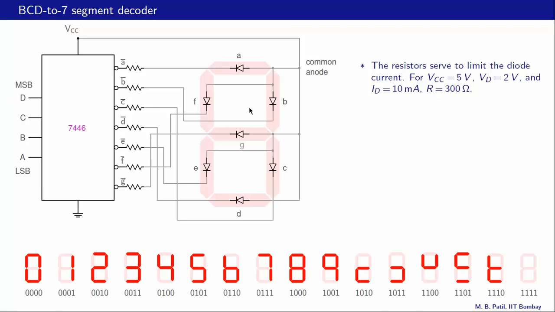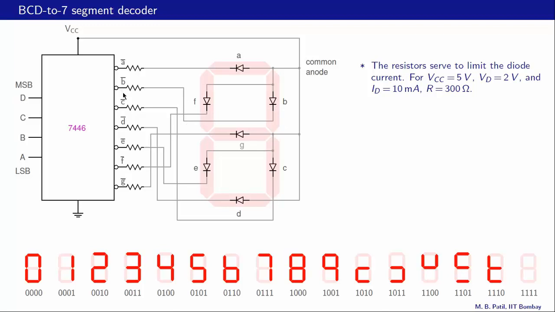How can we make a specific segment appear dark? We can do that by making sure that the corresponding LED does not conduct. For example, if this segment has to appear dark, then this LED should be turned off, and we can ensure that by providing a high voltage at this B bar pin, say 5 volts.